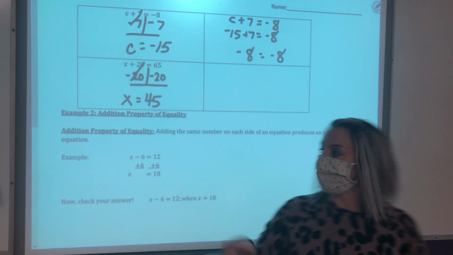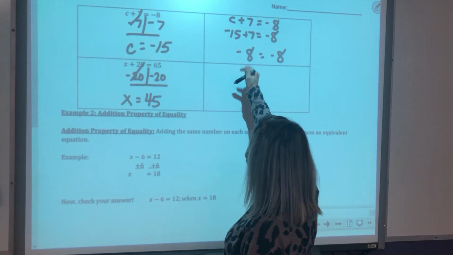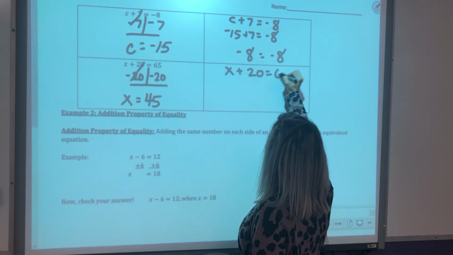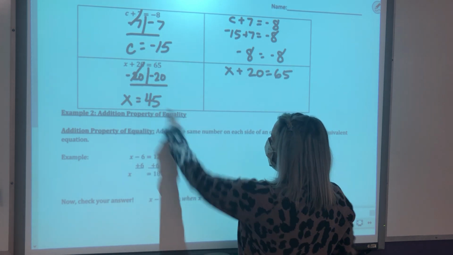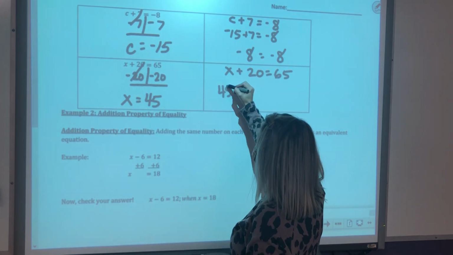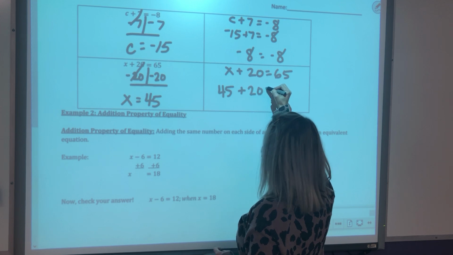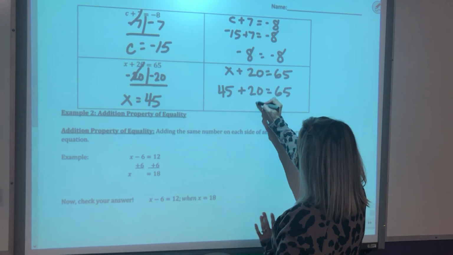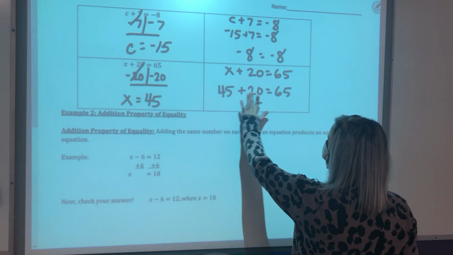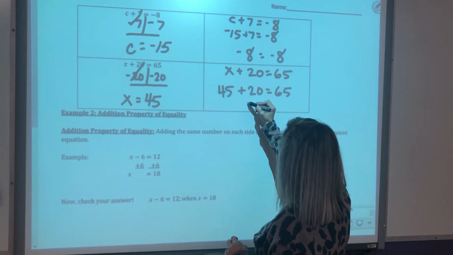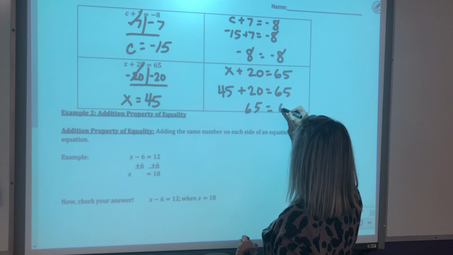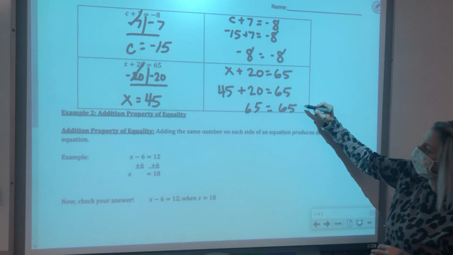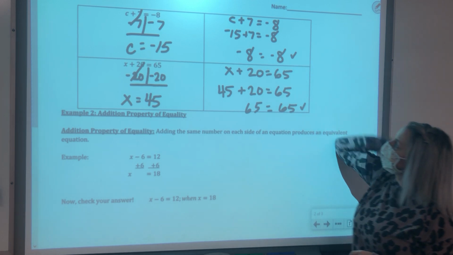So, when I do my check, rewrite the original, plug in my value for x. 5 plus 0 is 5, 40 plus 20 is 60, okay, so 65 equals 65. My check, check, and check.